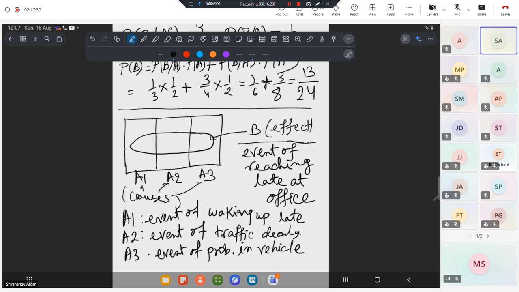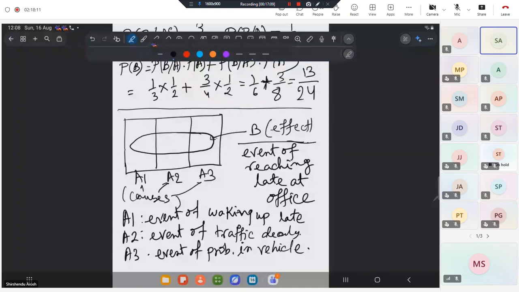So let's assume that these are the only three possible reasons, and because of that, you usually get late at the office, right? Now observe this A1, A2, A3 as I have shown here. Those A1, A2, A3 are mutually exclusive as well as collectively exhaustive events. That's why I have assumed that these are the only three reasons. There are no other reasons. So basically, if I add these three causes, that gives you the total probability. That is the basic assumption behind this.